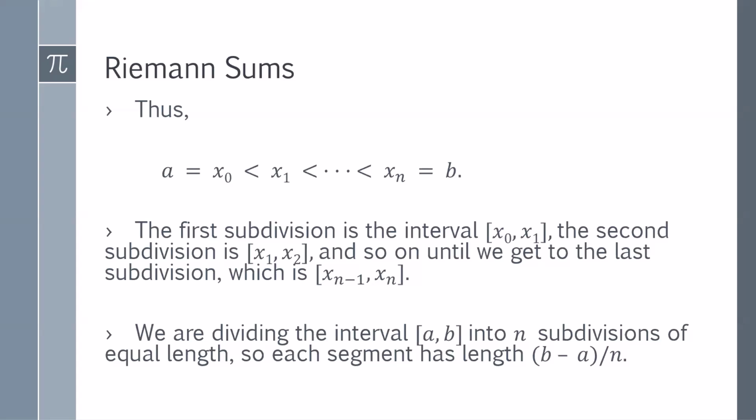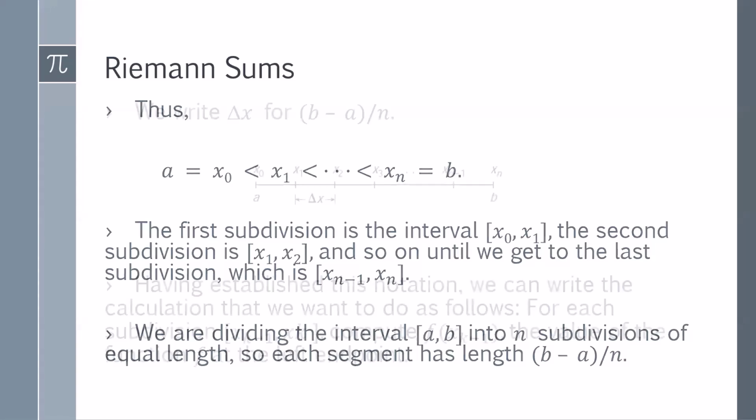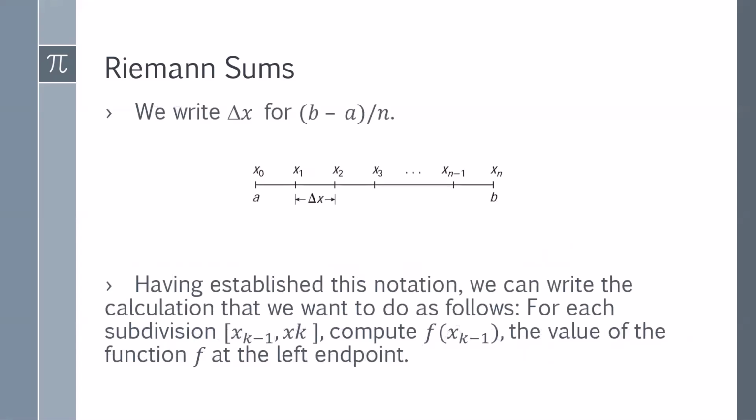We're dividing the interval [a, b] into n subdivisions of equal length. By doing that, since the entire interval is of length b minus a, and we have n subdivisions, each segment is going to have length (b minus a) over n. Rather than writing (b minus a) over n repeatedly, let's call that delta x.